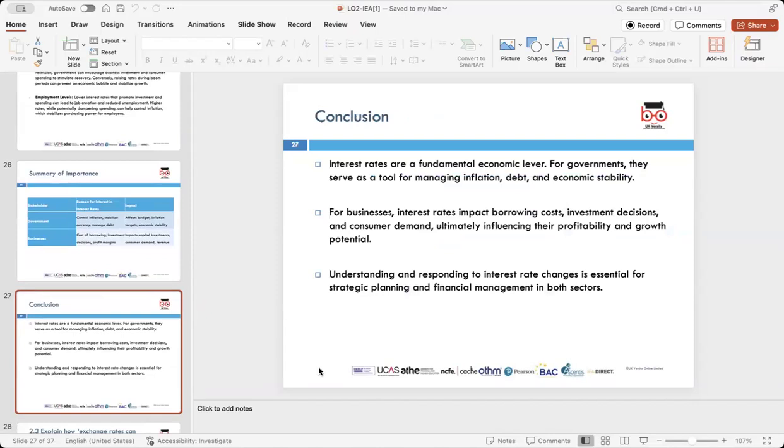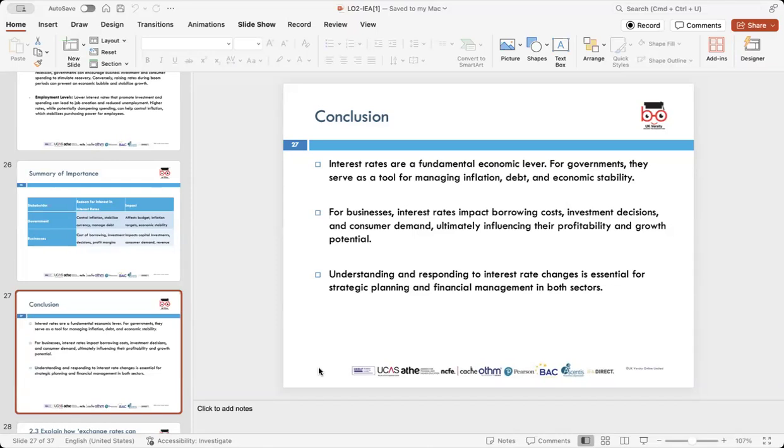So, conclusion for this section: the power of interest rates in economic management. Interest rates are one of the most powerful economic tools available to governments. They help regulate inflation, stabilize the economy, and manage national debt. For businesses, interest rates impact borrowing cost, investment decisions, and consumer demand, ultimately shaping profitability and growth potential.